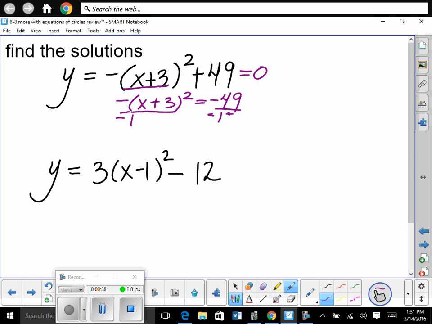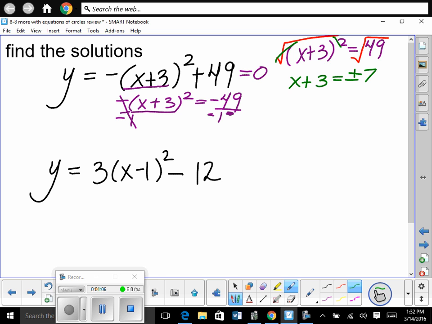Okay, so what we have over here is the negative 1s divide out and become positive 1. So we have x plus 3 squared is equal to positive 49, correct? Negative 49 divided by negative 1. Then what will we do? Square root both sides of the equation. Our root cancels out with our power, leaving us x plus 3 is equal to what? 7. What else? Plus or minus 7. Good, plus or minus 7.